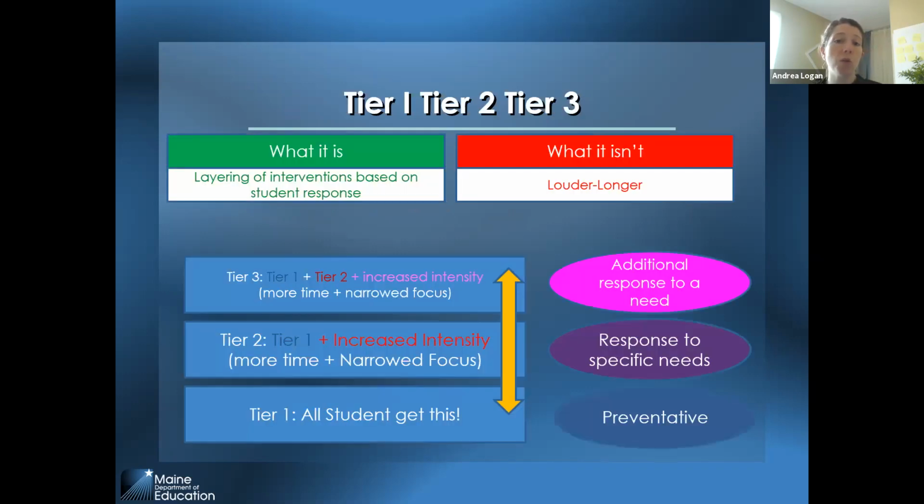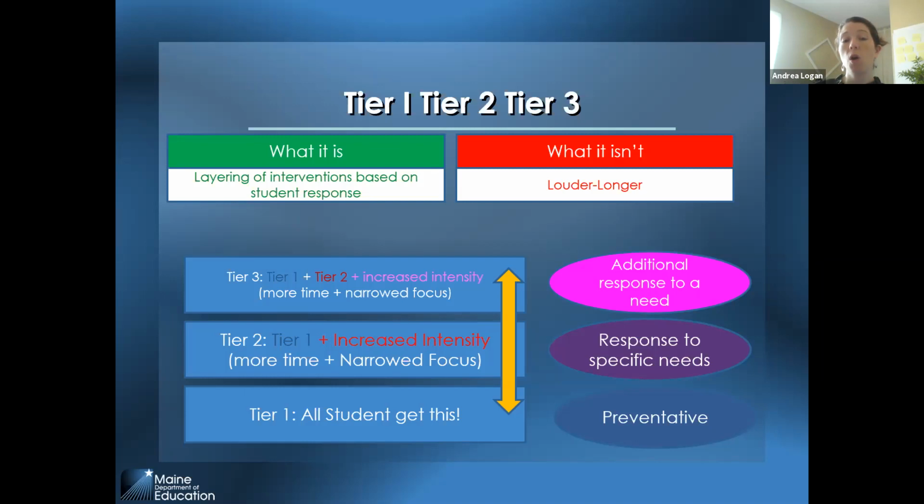So again, with our tiers 1, 2, and 3, remembering that we are layering on supports, we are not taking them away. So in the example of Sarah and the writing, the preventative measure is that we keep Sarah involved in her regular education writing setting, so long as she is able to be successful in that setting.